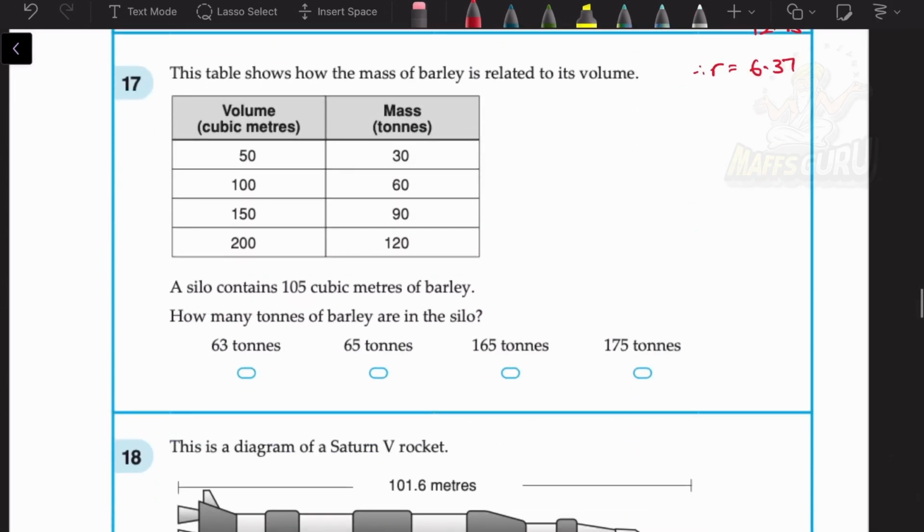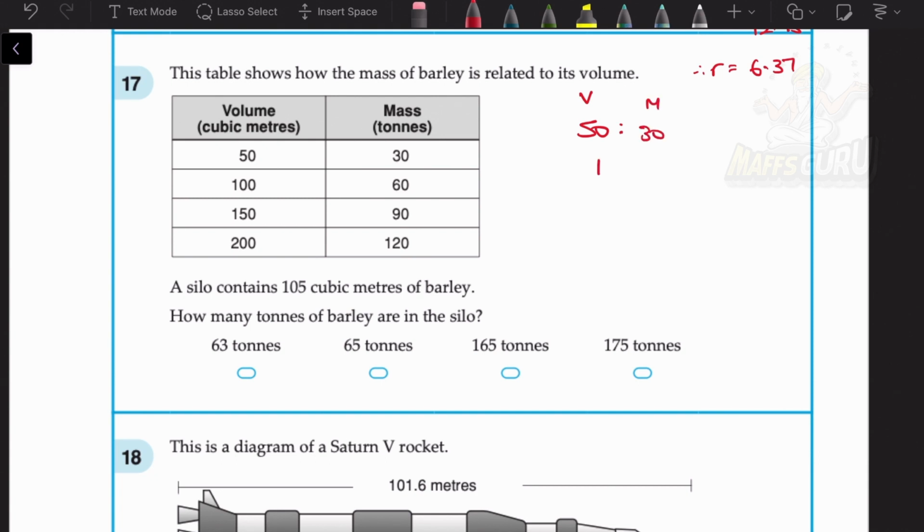This table shows how the mass of barley is related to its volume. A silo contains 105 cubic meters of barley. How many tons of barley are in the silo? Wow, all right, so what I now know is, assuming that I've got 105, I know that this is a ratio question. So 50 for my volume and my mass is 30.